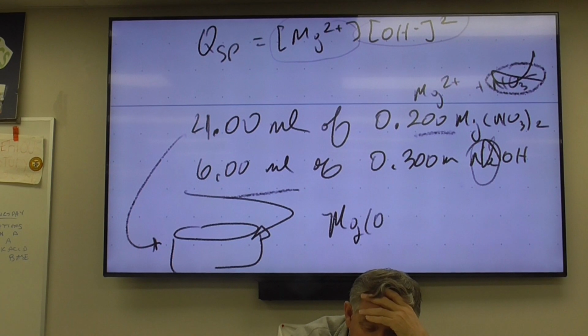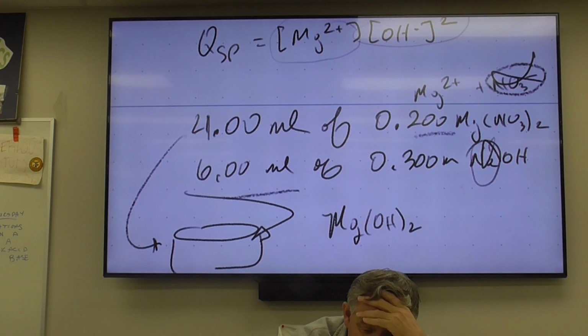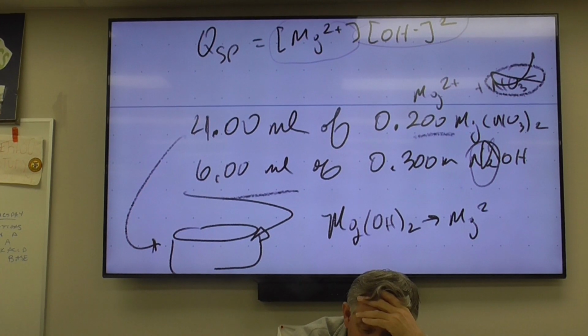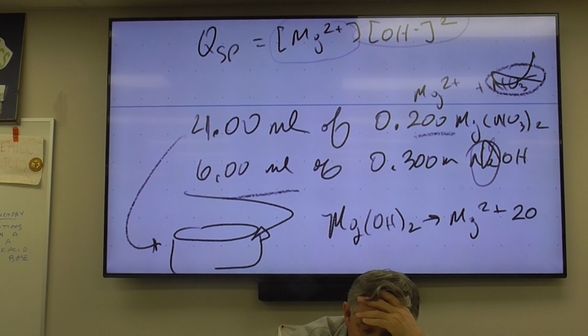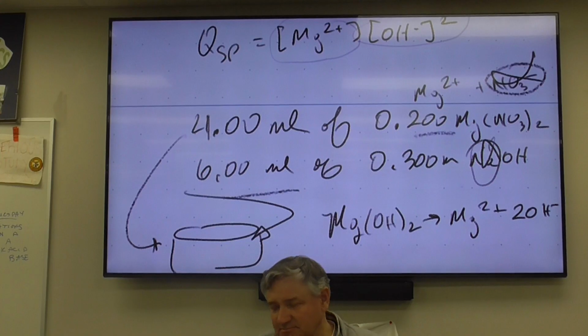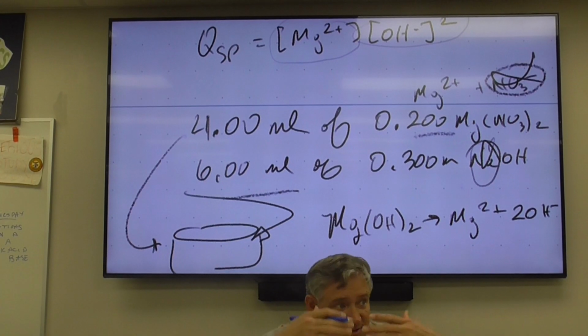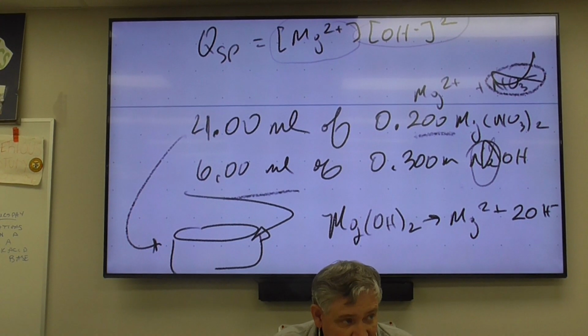What you're looking at is magnesium hydroxide turning into magnesium ions and 2 hydroxides. That's what's going to generate these ions after I mix them together.